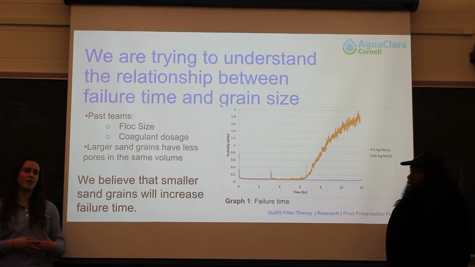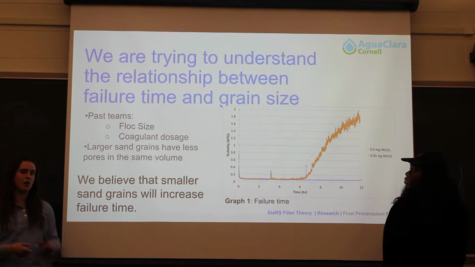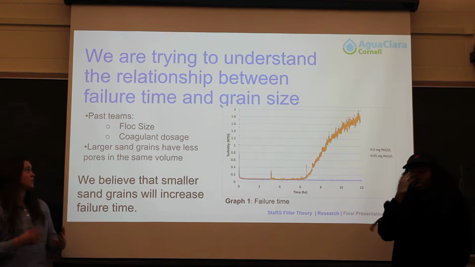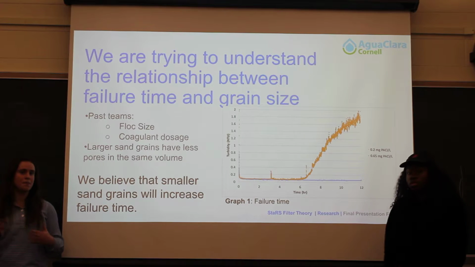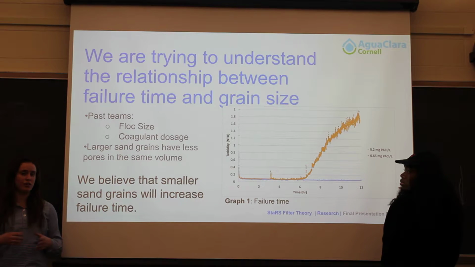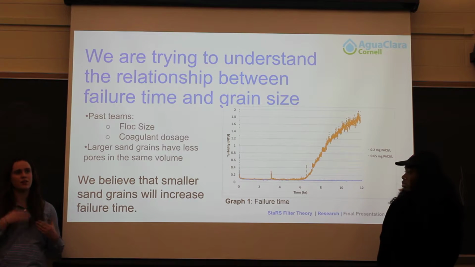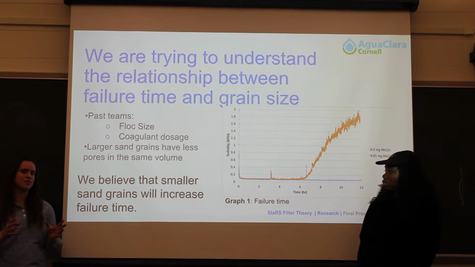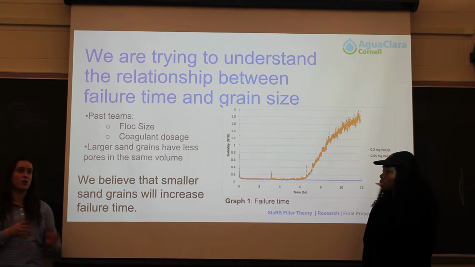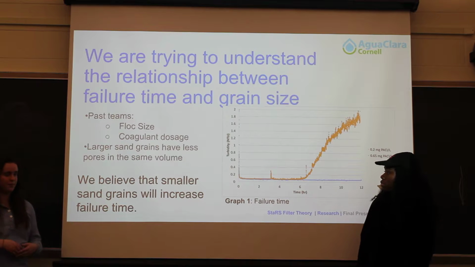So we are actually looking at the relationship between failure time and sand grain size. So past teams have looked at the relationship between floc size and coagulant dosage and failure time. So they found that a range of coagulant between 0.02 and 0.1 milligrams per liter is the ideal coagulant dosage for maximizing the failure time. So we believe that these smaller sand grains will increase the failure time because larger sand grains have fewer pores in the same volume, so the active zone will move through quicker.